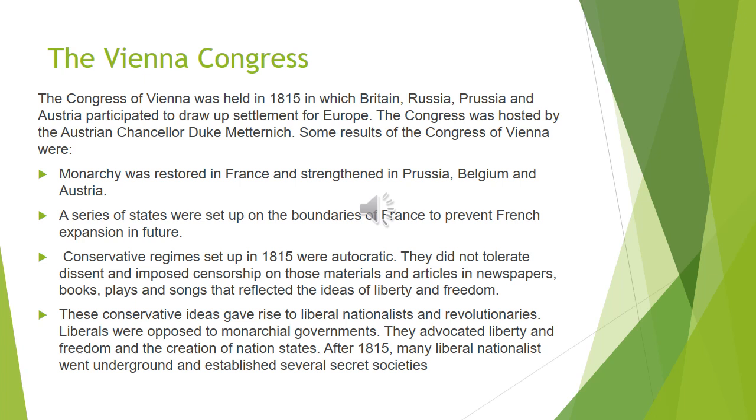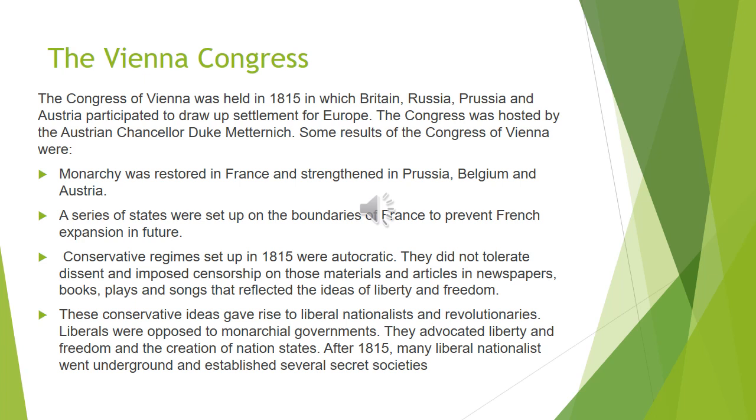Some of the results of the Congress of Vienna were, first of all, monarchy was restored in France and strengthened in Prussia, Belgium, and Austria. So this shows that the conservatives wanted to strengthen their position. They wanted to strengthen their hold over Europe. A series of states were also set up on the boundaries of France to prevent French expansion in future. Now, Napoleon, as we know, had conquered new areas, and after his defeat, these new territories were set up as independent states on the boundaries of France, so that France does not expand in future.